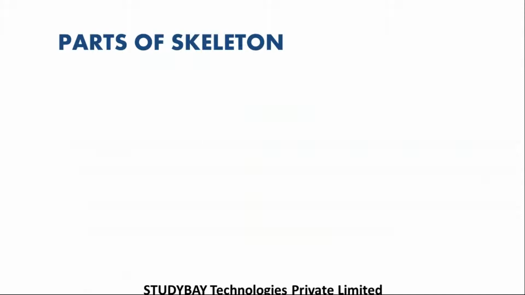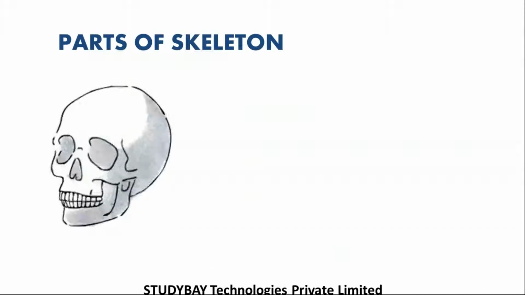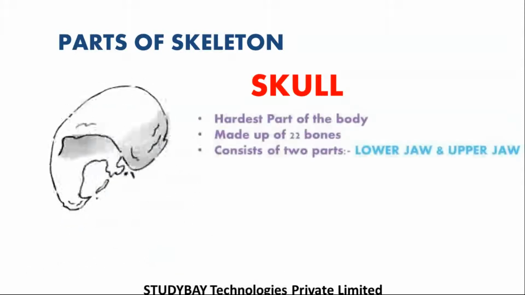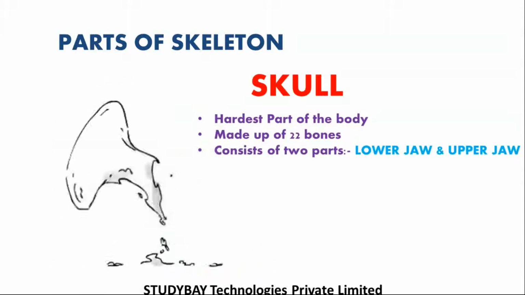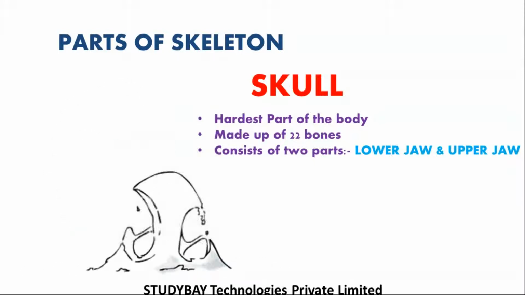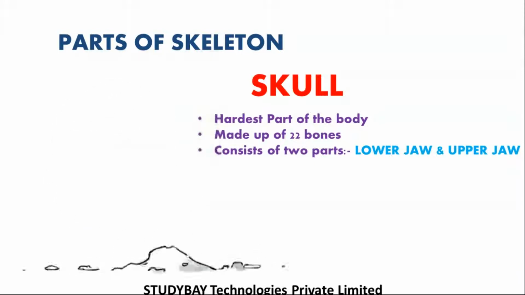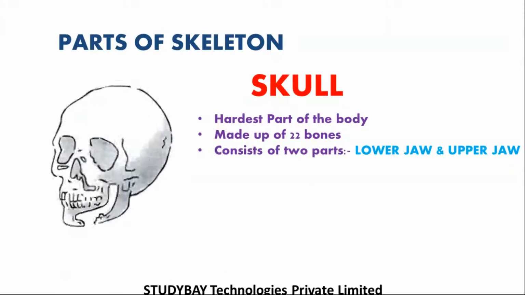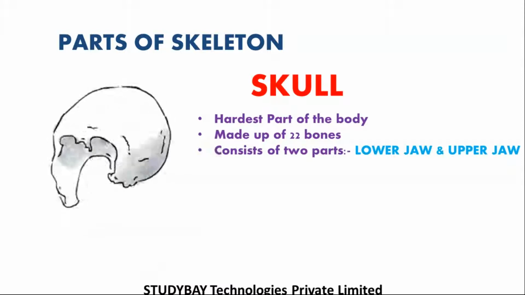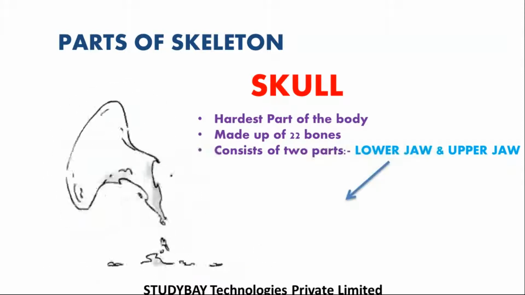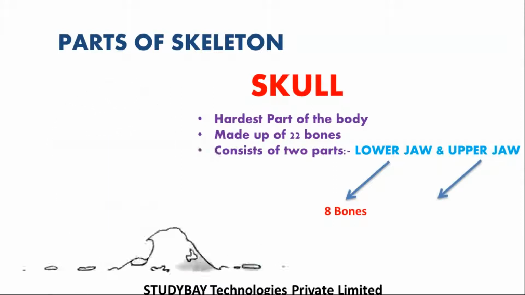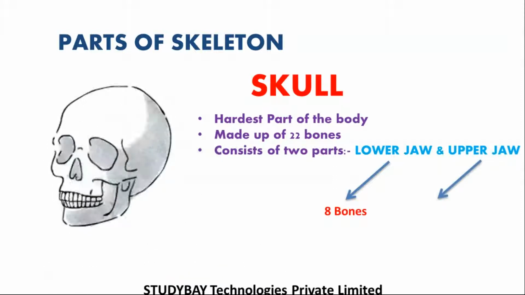Now, parts of a skeleton. First and foremost part of a skeleton is the skull. This skull is basically the hardest part of the body. It is made up of 22 bones. It consists of two parts: one is the lower jaw and the second one is the upper jaw. Now the lower jaw is made up of 8 bones and the upper jaw is made up of 14 bones.